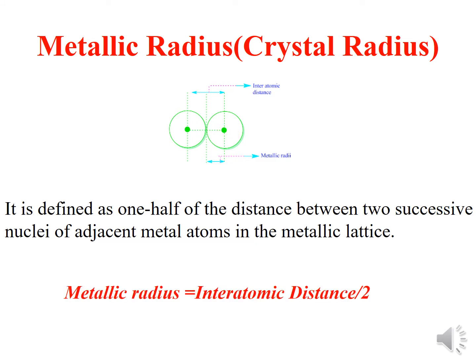So metallic radius is the interatomic distance divided by 2. So metallic radius is one half of the interatomic distance.